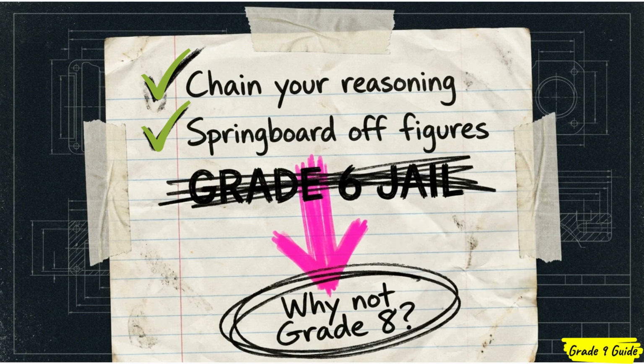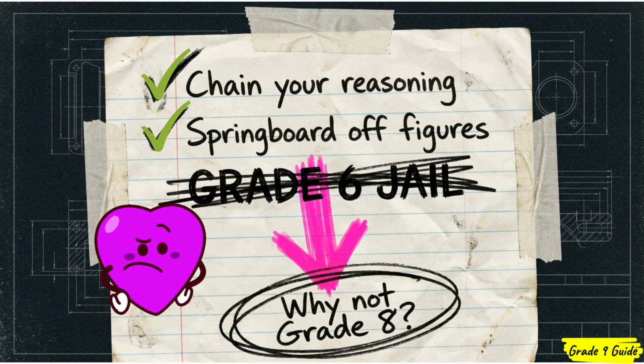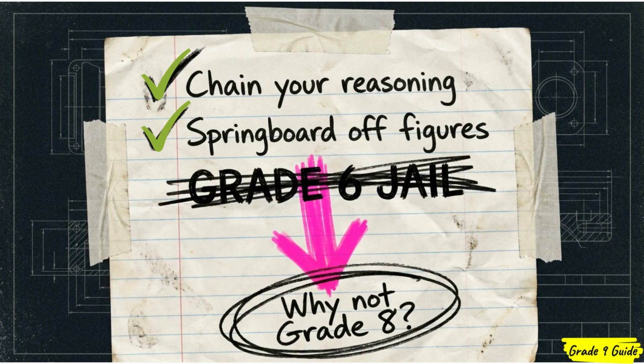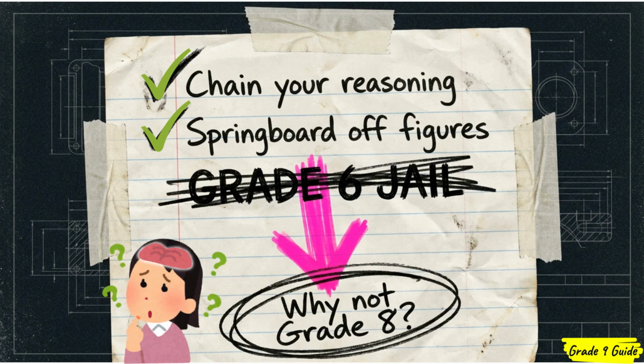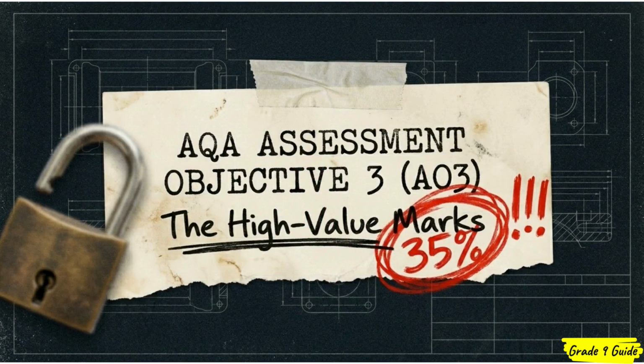Here's what the examiner will never tell you in class. There is a secret third target that AQA is specifically testing, and it is worth up to 35% of your entire GCSE mark. Most students know it has a name, but almost nobody knows how to actually prove they're doing it. It's called Assessment Objective 3, AO3, and it is the difference between grade 7 and grade 8.